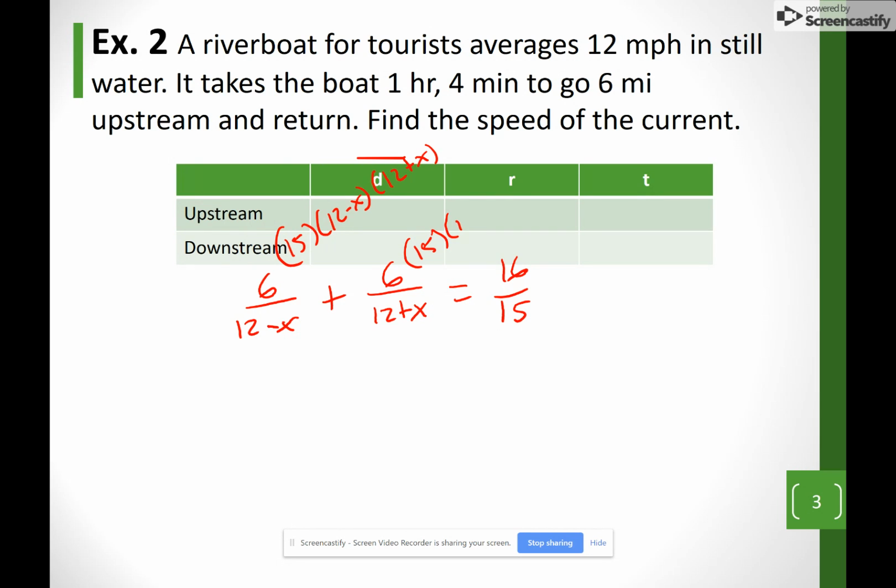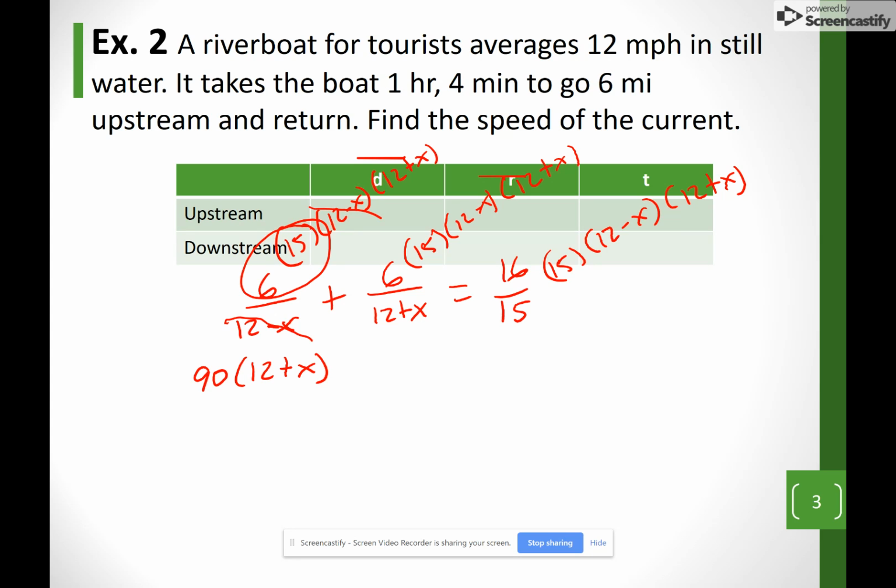15 times 12 minus x times 12 plus x. And this side, I'm also going to multiply by 15, by 12 minus x, and by 12 plus x. Okay, on the first fraction, 12 minus x with 12 minus x cancel out. I have 6 times 15, that's 90. So 90 times 12 plus x. I'll deal with that in a minute.